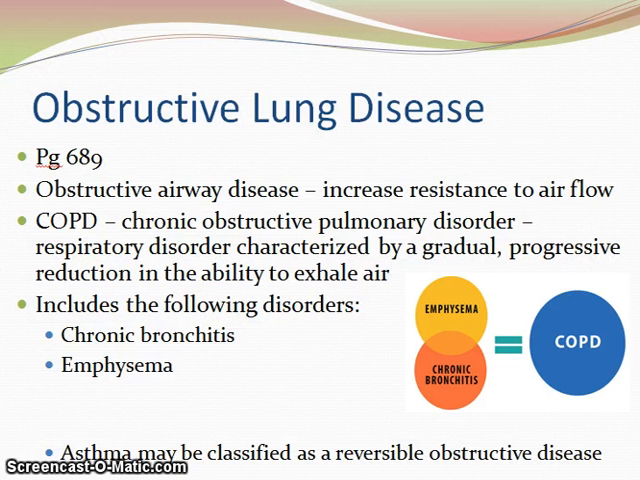COPD is also chronic obstructive pulmonary disorder. It's a respiratory disorder where we have a gradual, progressive reduction in the ability of our lungs to exchange air. Right, it's actually a combination of two different airway diseases. The patient would have to have emphysema and chronic bronchitis at the same time, and then they get diagnosed with COPD. Asthma is also an obstructive lung disease, right, but it's our only one that could be reversible, right, and manageable.